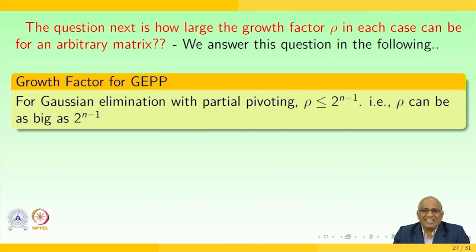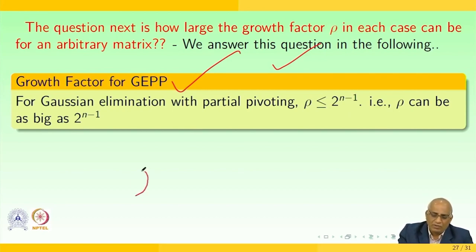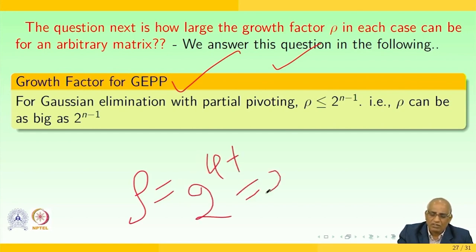The question next is, how large can the growth factor rho in each case be for an arbitrary matrix? So we answer the question by using the following result: growth factor for Gaussian elimination with partial pivoting. For Gaussian elimination with partial pivoting, rho is less than or equal to 2 power n minus 1. That is, rho can be as big as 2 power n minus 1. So in the previous case, rho is equal to 2 power 4 minus 1, that is 2 cube, that is 8.